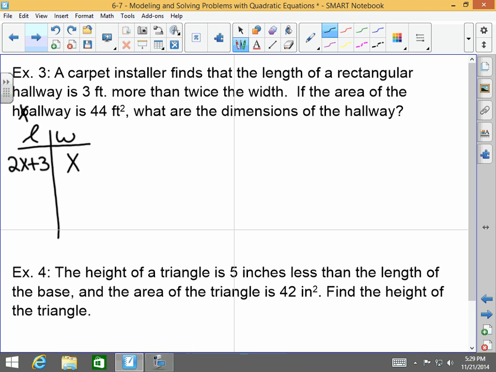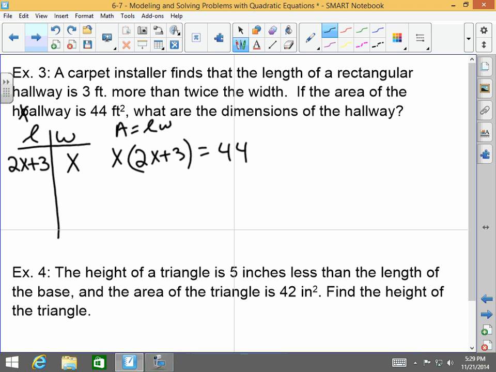What are the dimensions of the hallway? What are the length and the width of this hallway? It's very important because he's going to be installing the carpet. He needs to know how much carpet to lay down. So the length, which is 2x plus 3, times the width of x, that's area. Remember, area equals length times width, equals 44 square feet.